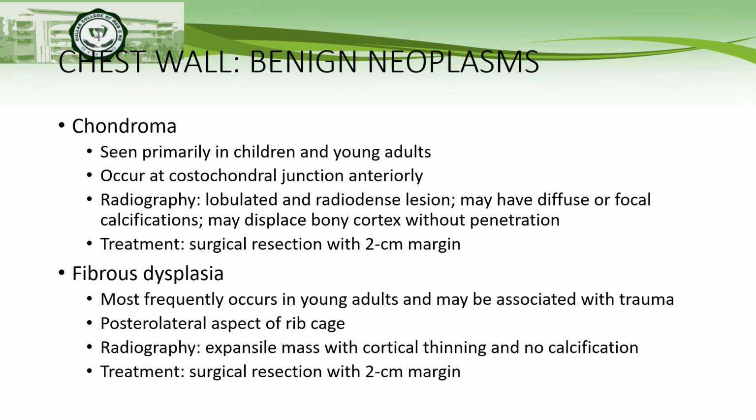So there are several benign neoplasms mentioned in your book, so we'll just tackle a few of each. The first one is chondroma. This one is seen primarily in children and young adults, but they may occur in older patients. Chondroma usually occurs at the costochondral junction anteriorly.